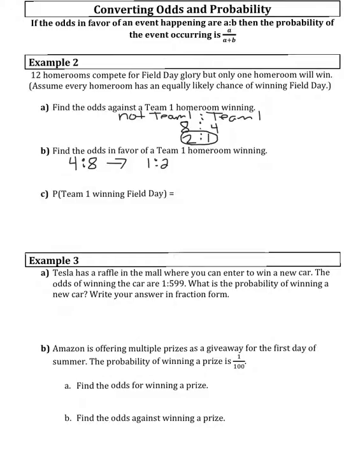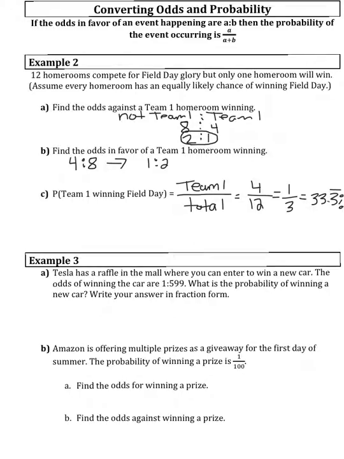Probability, you're adding up. Remember that probability is out of the total. So what's the probability that Team 1 will win field day? Think about it. That's how many homerooms are on Team 1 divided by the total. How many homerooms are on Team 1? 4 out of, not 8, out of 12. 12 is the total. 4/12 reduces to 1/3. That's a common fraction, you probably know. It's also a common percent, you probably know. It's a repeating decimal, 33.3 repeating percent.